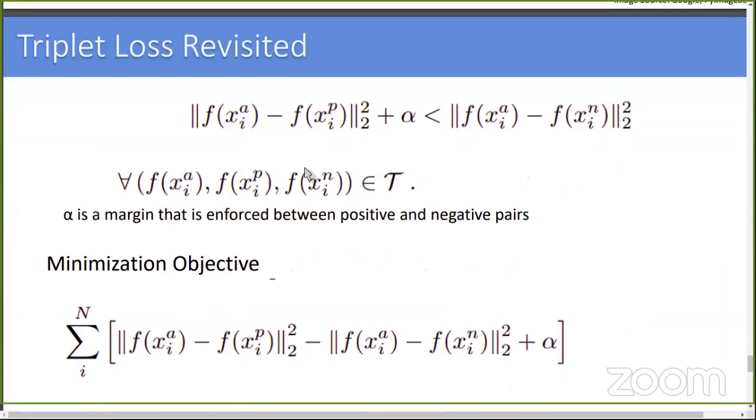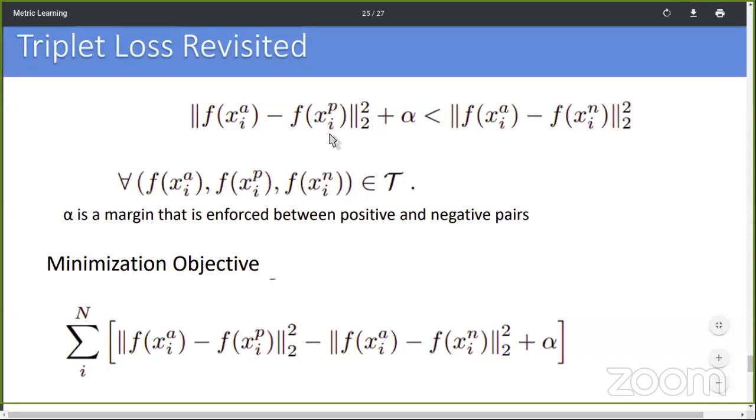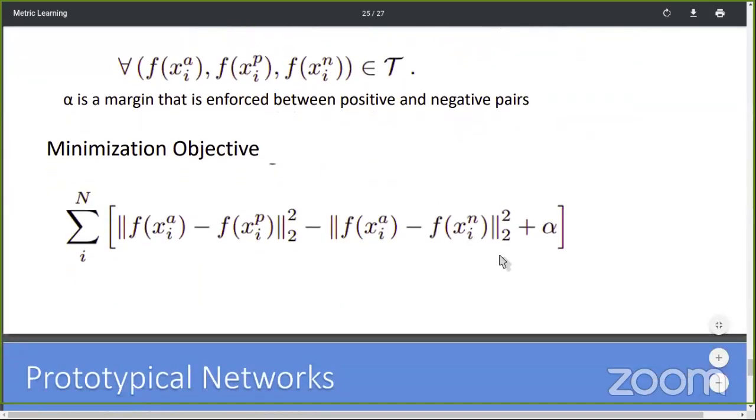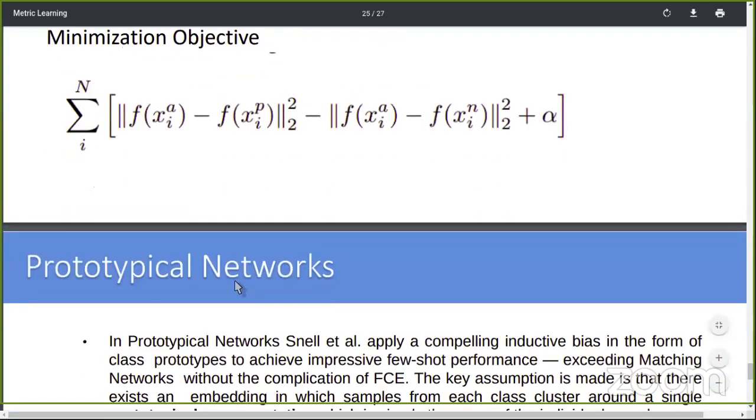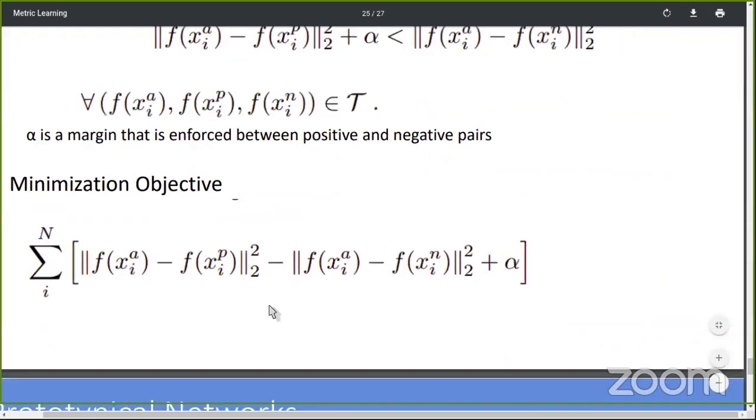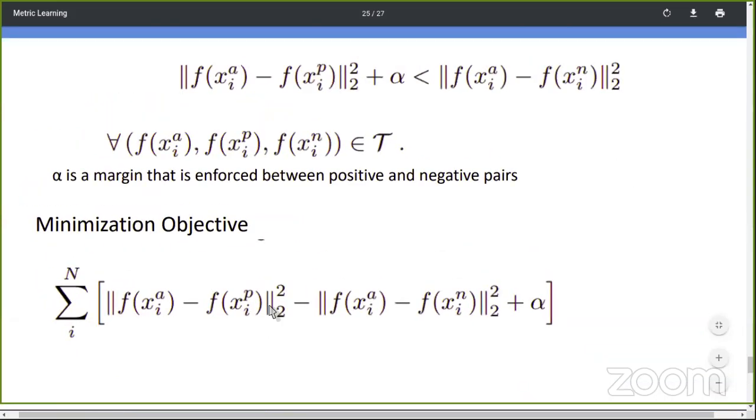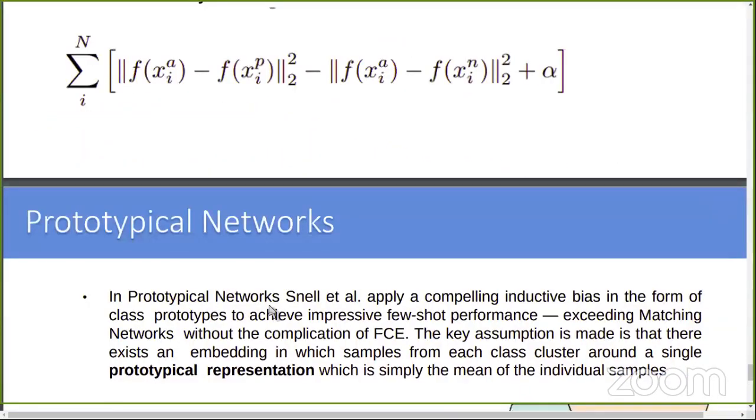We have already discussed triplet loss, where we need to minimize this and maximize this. So our minimization objective will be this, and we need to overall minimize this function. Anything about that? Because we are moving on to the prototypical network. We are done with that.